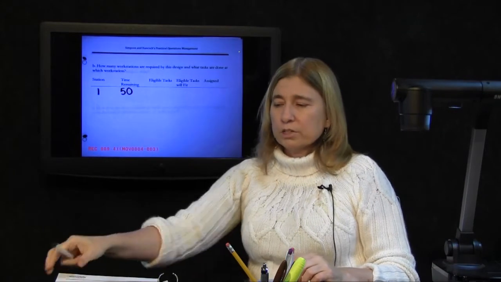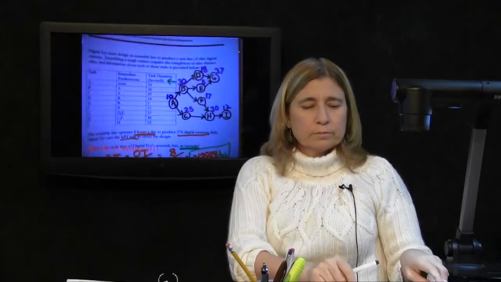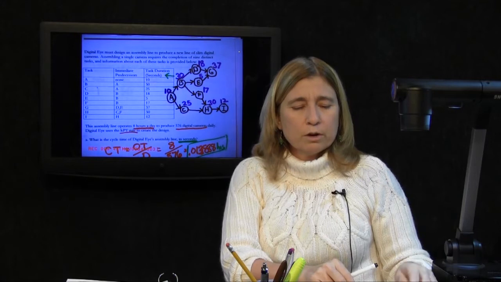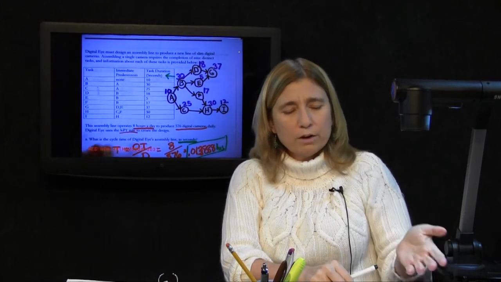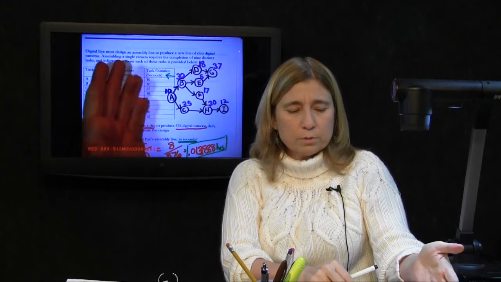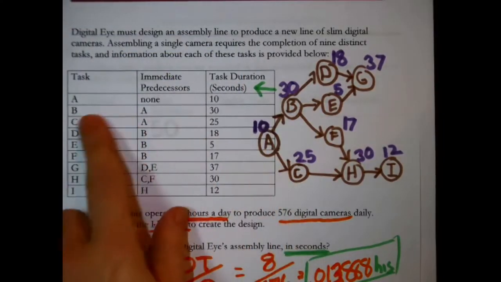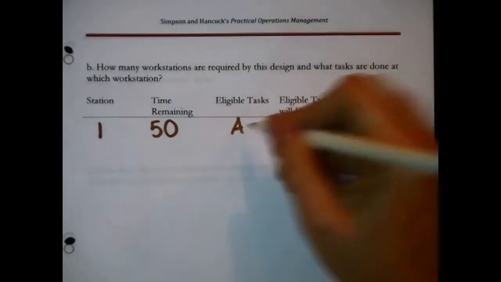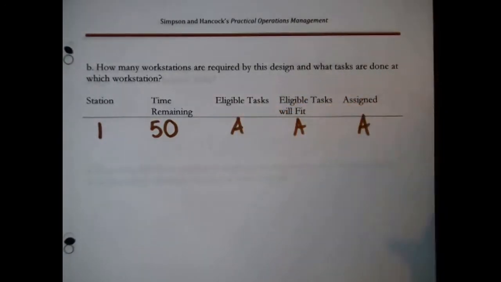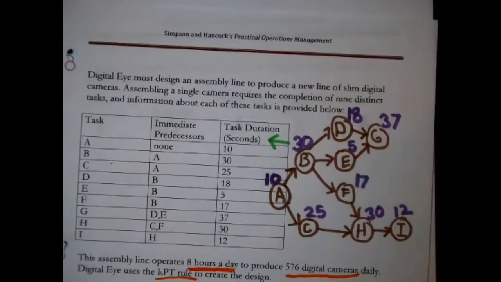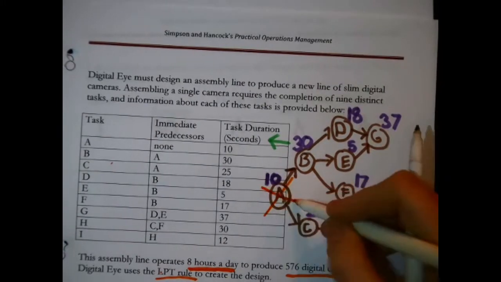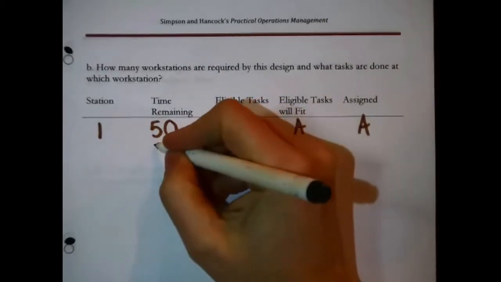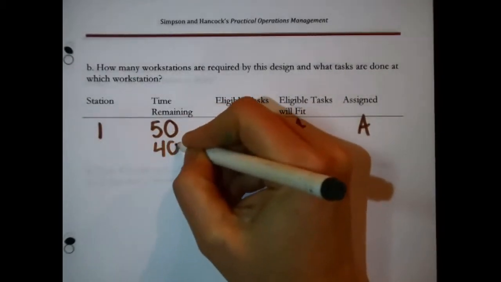Okay, eligible tasks. That means, according to the work that's already been done, what is available to be worked on? Well, right now, nothing has been done here. Nothing's been assigned. That means that only A, the task with no immediate predecessors, is eligible for assignment, which makes this a no-brainer. I mean, of course it's going to get assigned then to the first workstation. Now, task A, of course it'll be done at the first workstation. It has to be. We can mark it off the list. It's 10 seconds long. That means here at station 1 we have 40 seconds left, right?